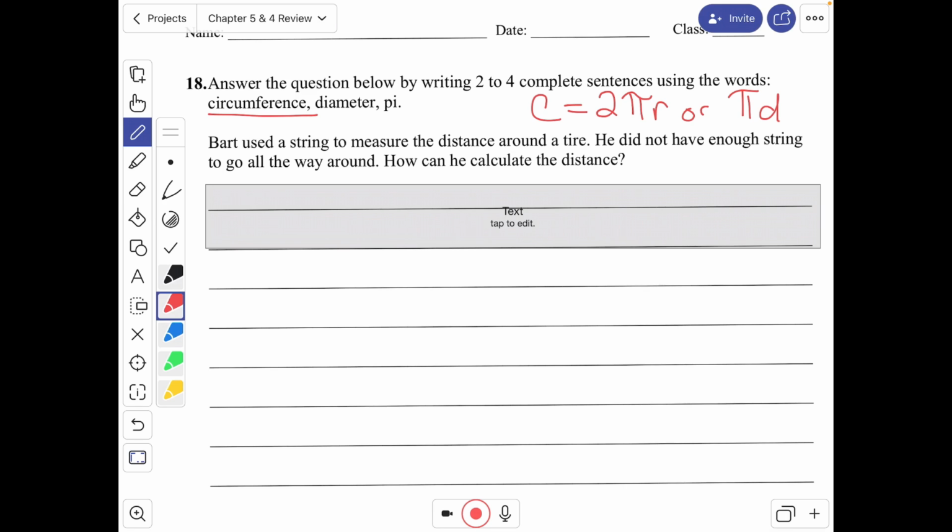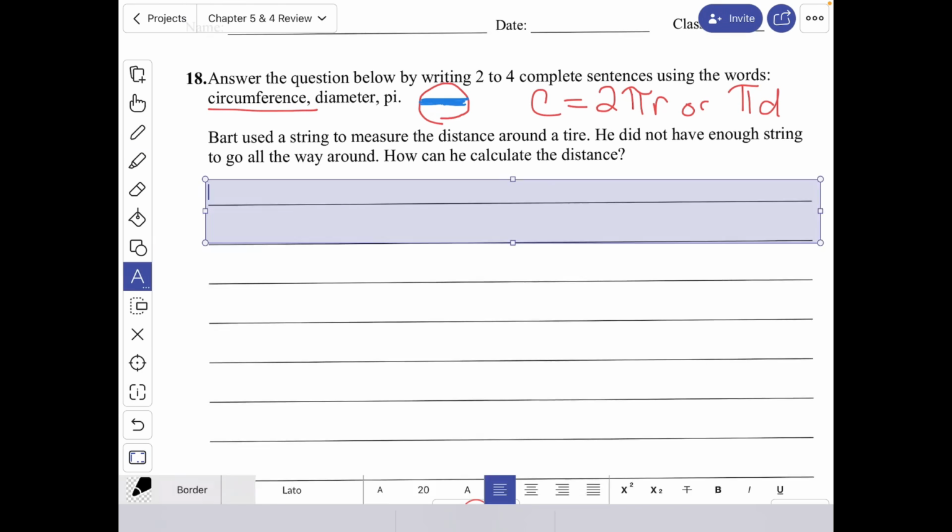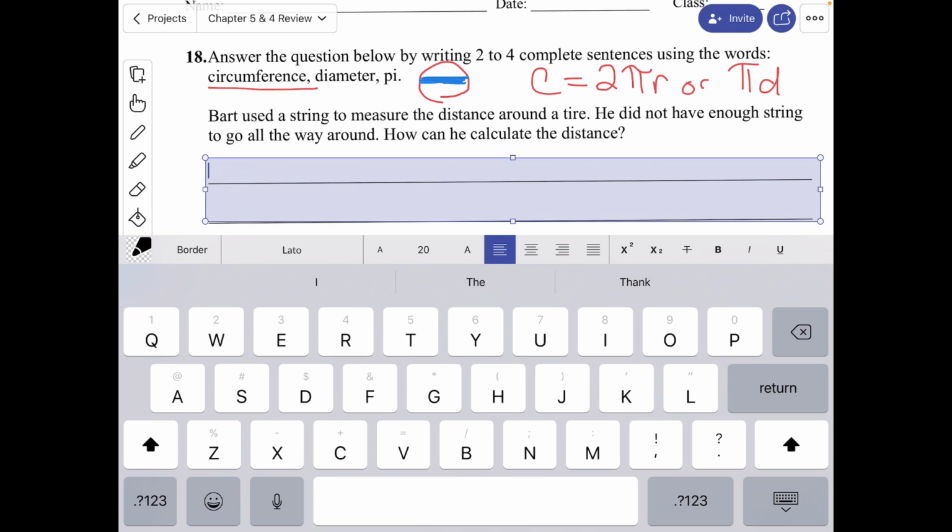So if he can't make it all the way around the circle, what would be a shorter distance that he could measure and calculate the circumference? What if he measured the diameter? The diameter would be shorter, and then he could multiply that times pi and figure out the circumference. So that's what I'm going to write about.